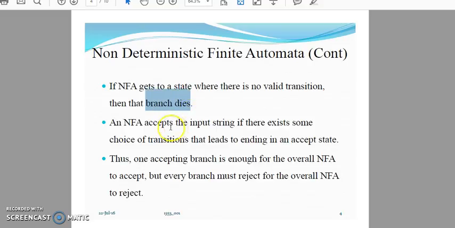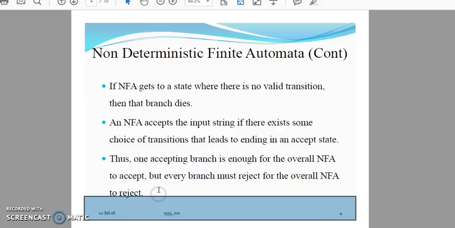If we want to observe how a given string is accepted by the corresponding NFA, we may have many possibilities of getting to an accept state. If there is at least one path that leads from the initial state to the accept state, then we simply say that the given string is accepted. Thus, one accepting branch is enough for the overall NFA to accept. But every branch must reject for the overall NFA to reject.